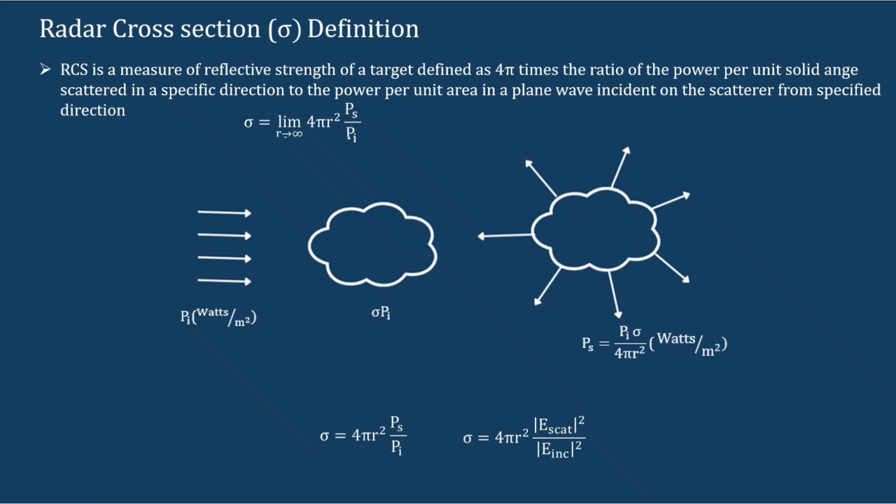So we know that based on the Poynting vector, the power density is equal to half E cross H, and as H is equal to E by eta, it will correspond to E square. That is how this equation has evolved. So this is the basic equation to calculate the RCS of a target.